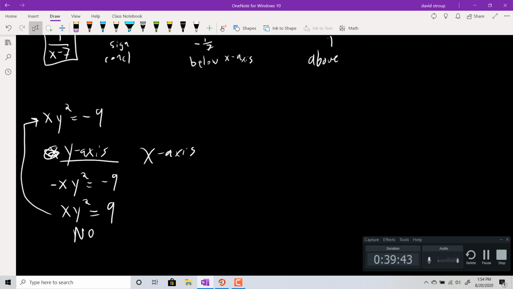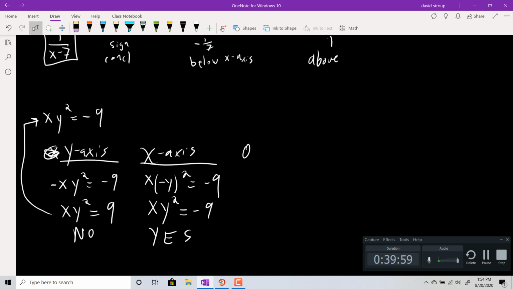X-axis symmetry. So you're letting y be negative y, so x times (negative y) squared equals negative 9. Negative y squared is y squared. So xy squared is negative 9. And yes, that is the same, so that will work. Origin. So we have negative x times (negative y) squared is negative 9. So that won't work. That would be negative x times y squared is negative 9. So xy squared is 9.